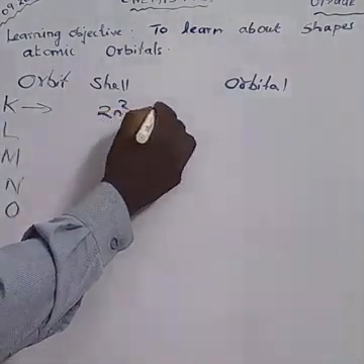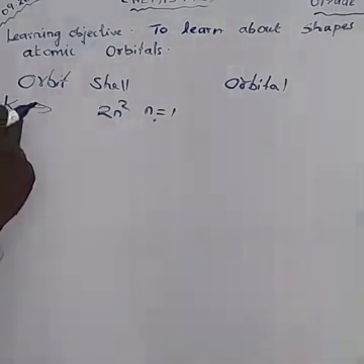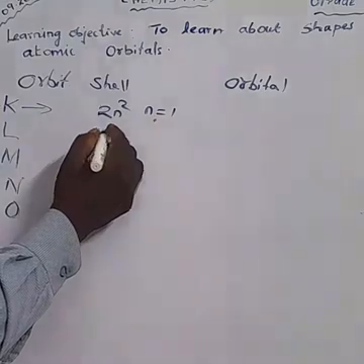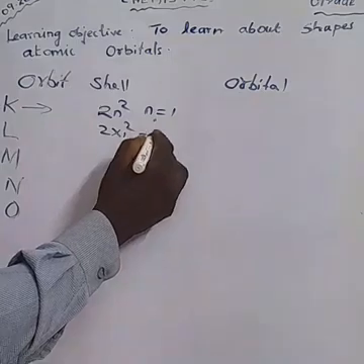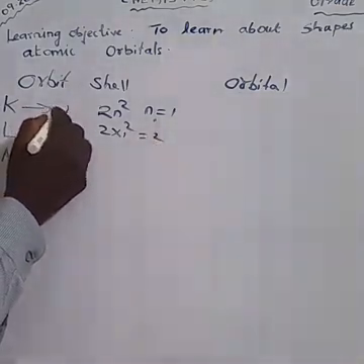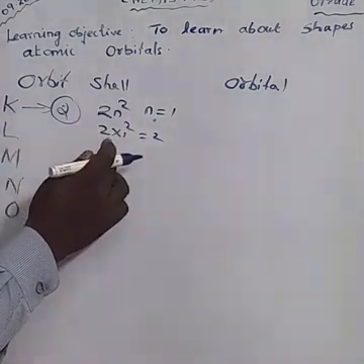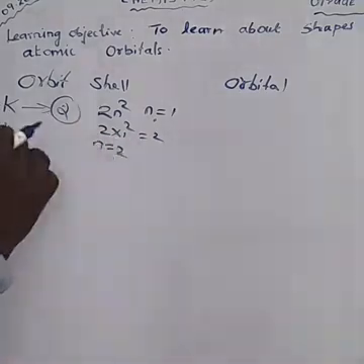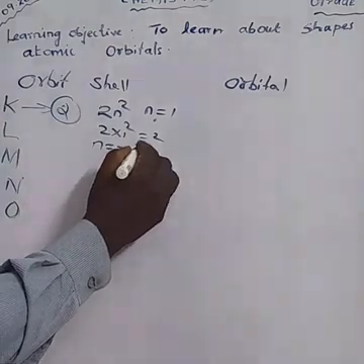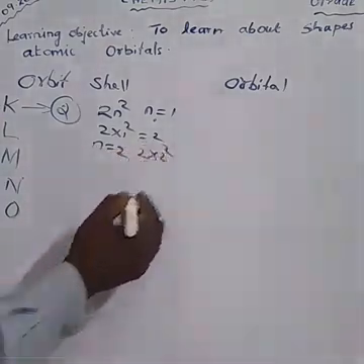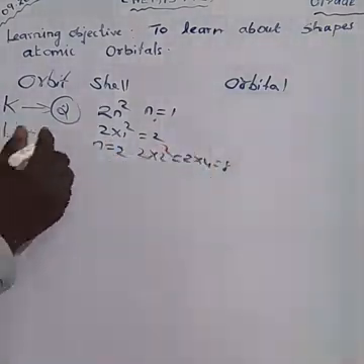For n is equal to 1, it refers to the first shell or K shell, first orbit. If you apply n is equal to 1, it means 2 into 1 square, which is equal to 2. So the K shell can accommodate 2 electrons. Clear? For the second orbit, n is equal to 2, we apply this formula. 2 into 2 square is equal to 2 into 4 is equal to 8. So the L shell can accommodate 8 electrons.